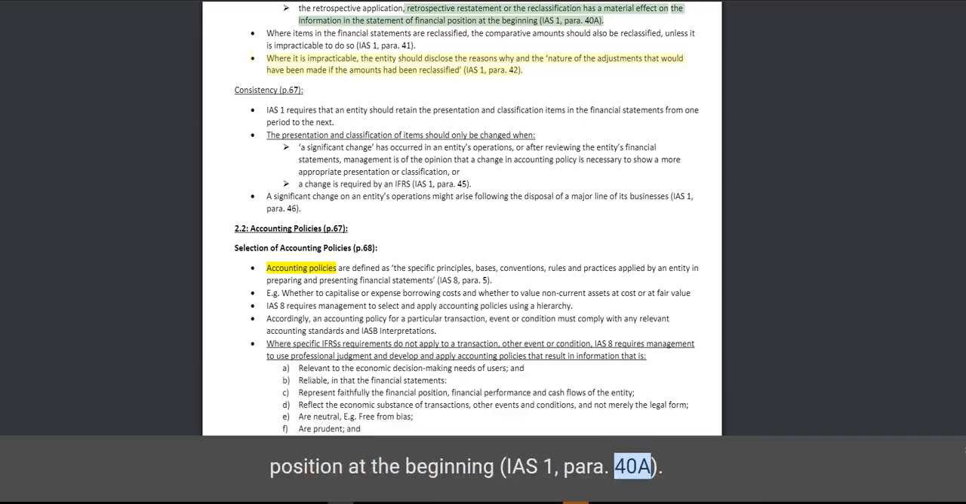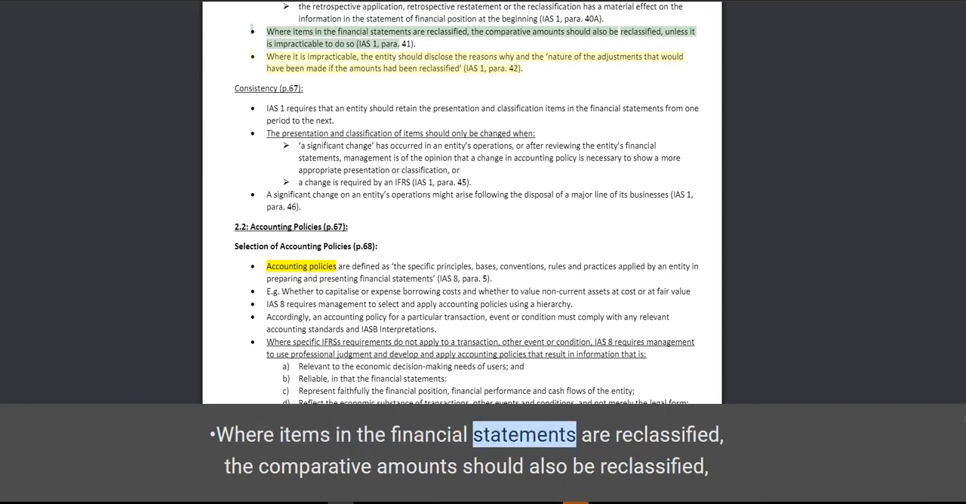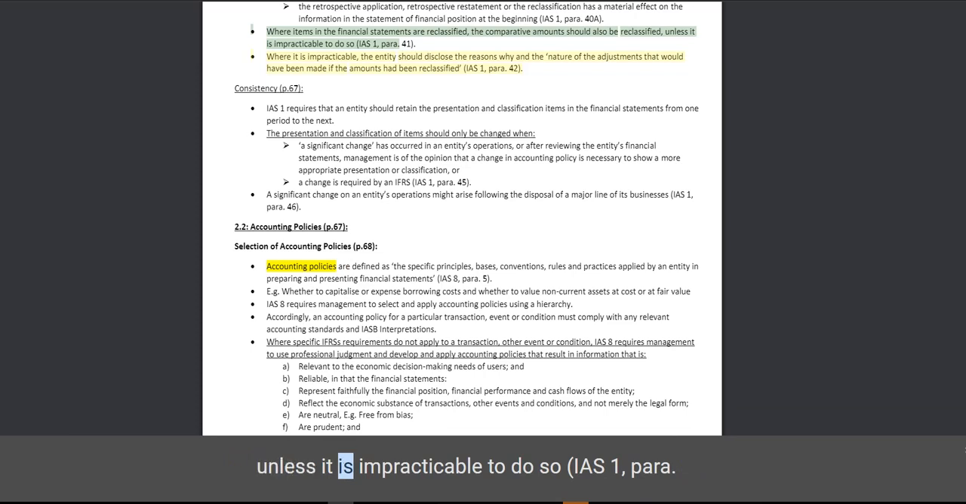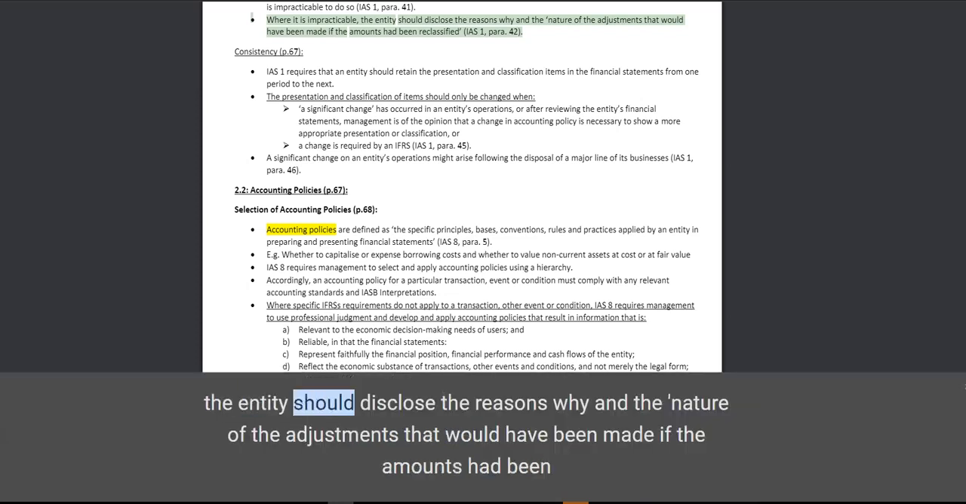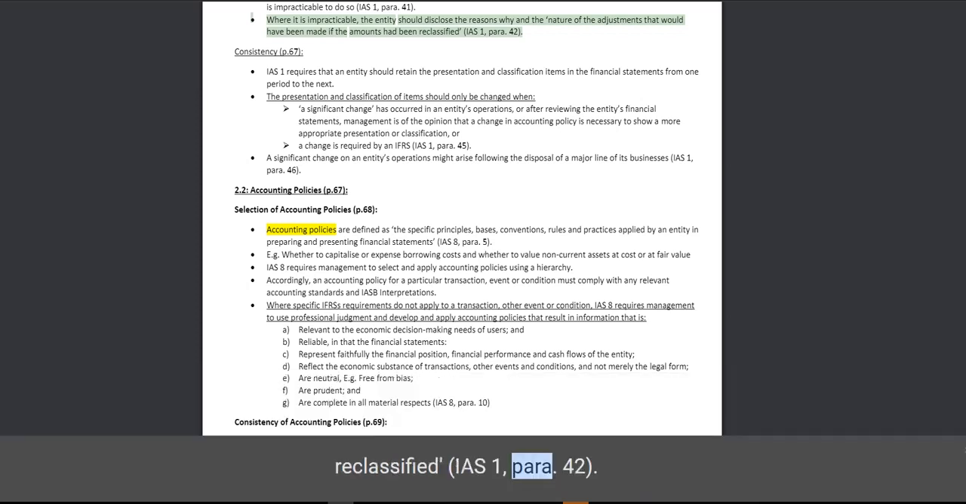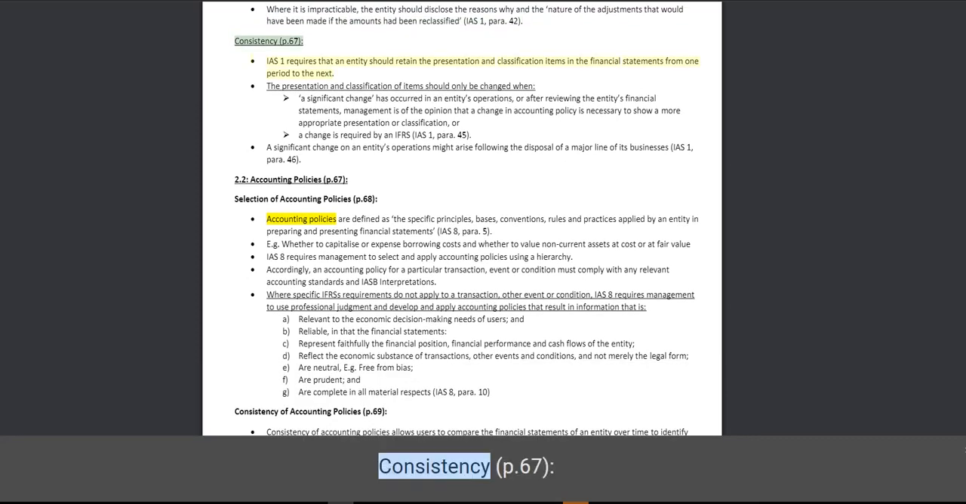IAS 1, para. 40A. Where items in the financial statements are reclassified, the comparative amounts should also be reclassified, unless it is impracticable to do so. IAS 1, para. 41. Where it is impracticable, the entity should disclose the reasons why and the nature of the adjustments that would have been made if the amounts had been reclassified. IAS 1, para. 42. Consistency.